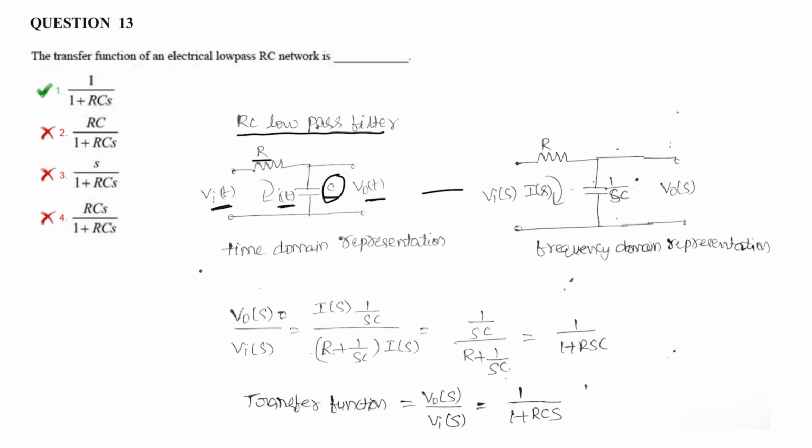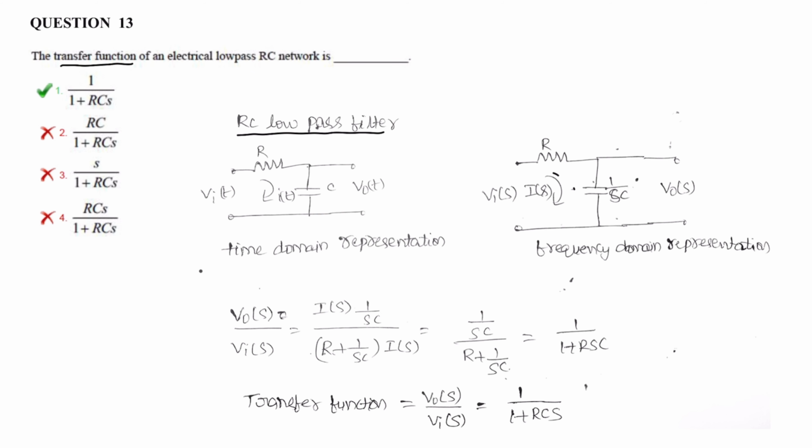The same circuit can be represented in the frequency domain. Vi of t is represented as Vi of s, I of t is represented as I of s, the current flowing through the circuit. Resistance is same as R. The capacitor in the s domain is 1 by sC. Output voltage V naught of t is V naught of s. These are the time domain and frequency domain representations for the RC low pass filter. Now in the question they need us to calculate the transfer function.